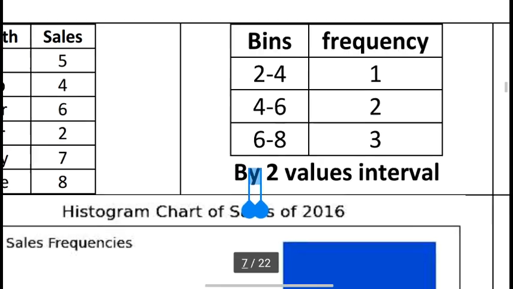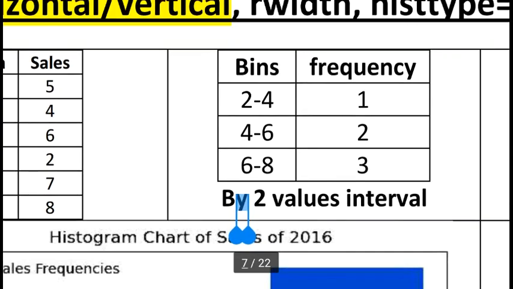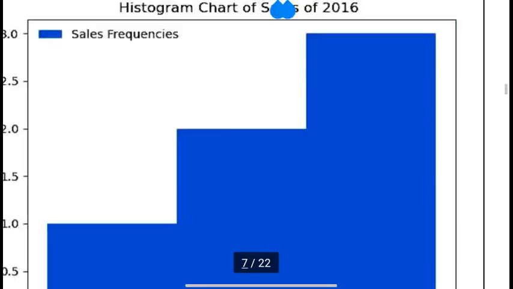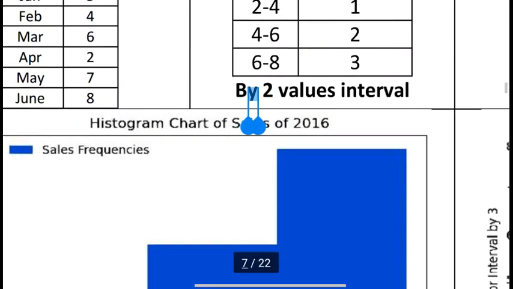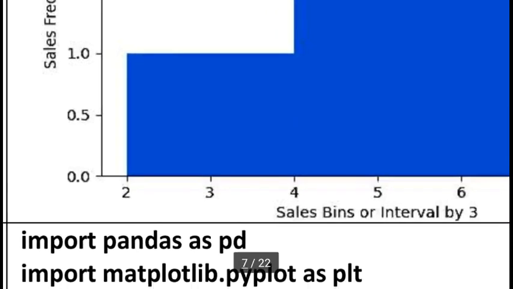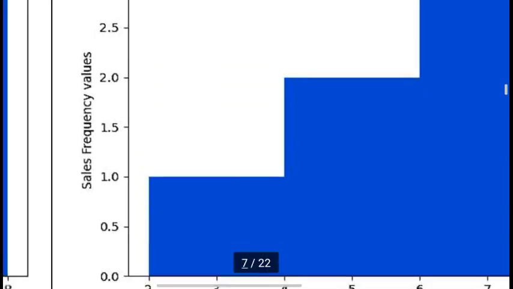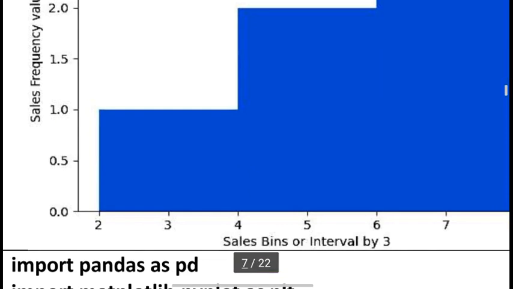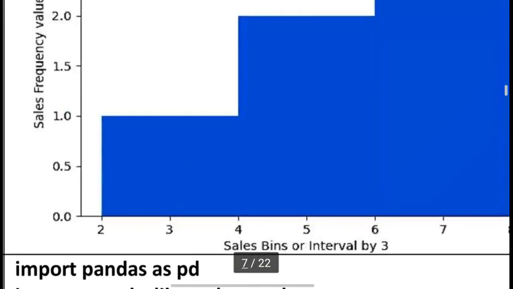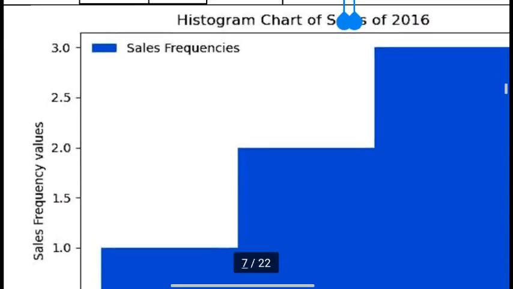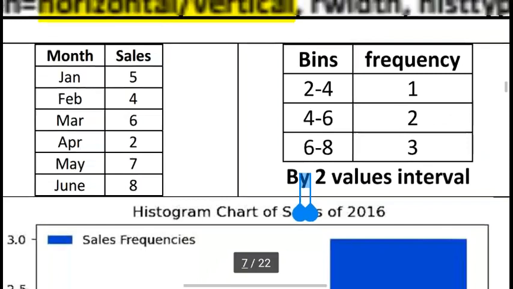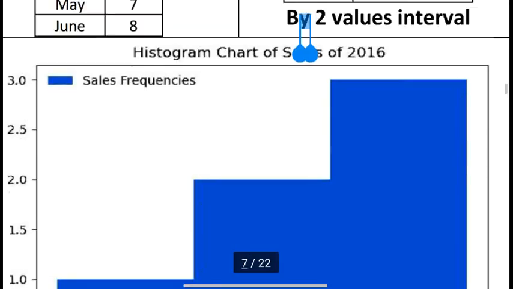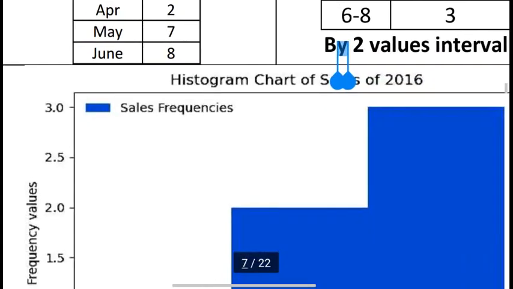So I want to draw this chart. Same thing I am using here. You can see in 2 to 4 the frequency is 1. In the 4 to 6 group, the frequency is 2. In 6 to 8, the frequency is 3.